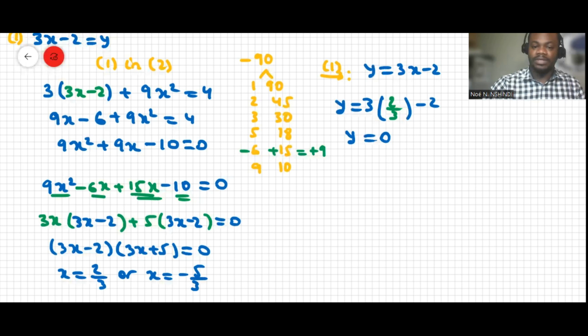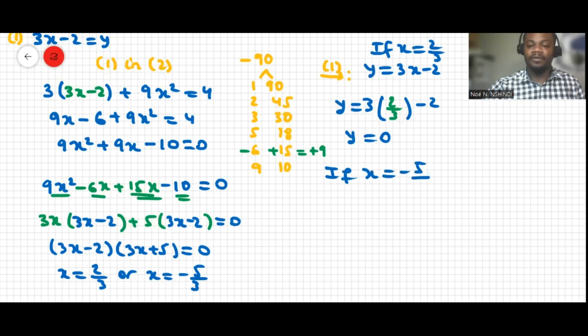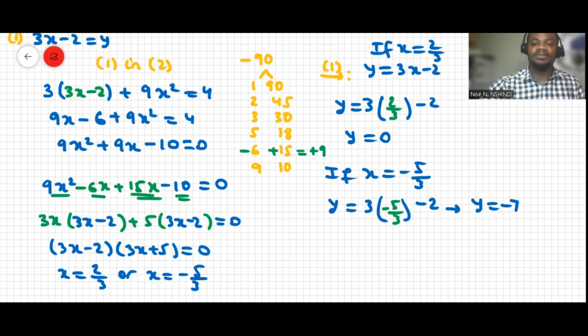That's for x is 2 over 3. And now if x was negative 5 over 3, we can sub in, it's going to be 3 times negative 5 over 3, minus 2, which will make negative 7. Okay, that was the value of x and y. Thanks.